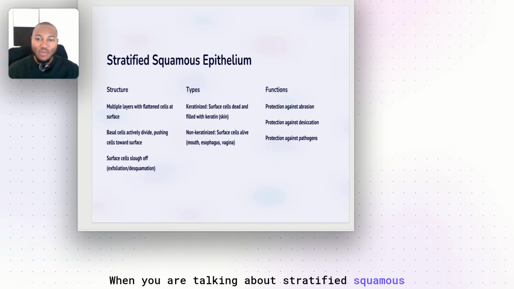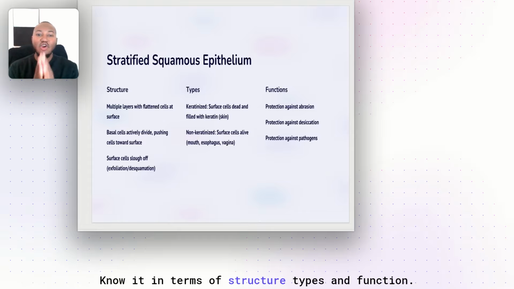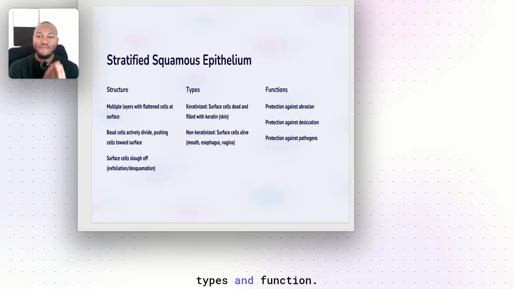When you are talking about stratified squamous epithelium, I want you to always study this in terms of structure, types, and function. So for structure, there are multiple layers, right? Because it's stratified. Squamous is flat. Multiple layers and flat. So you see, the basal cells below push off the ones above. You understand? They divide and they come to the surface and disappear. Divide, come to the surface and go out. You wash them off. That's something we call exfoliation or desquamation, right?